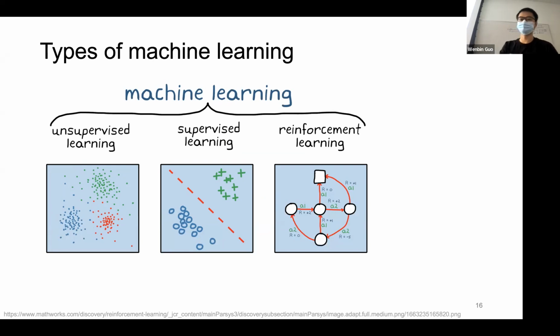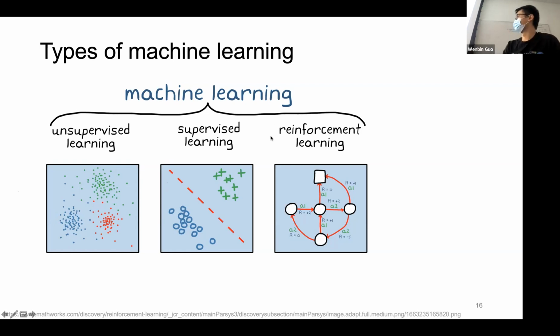Another type is supervised learning. Basically, we want to classify or predict whether this guy has cancer or not, or we want to predict how old this guy is. So this is supervised learning. When we train the model, we have the label, like this guy belongs to the cancer group. So when we train, we input the labels to the learning algorithm.